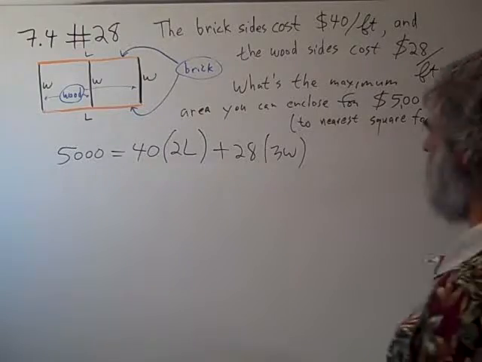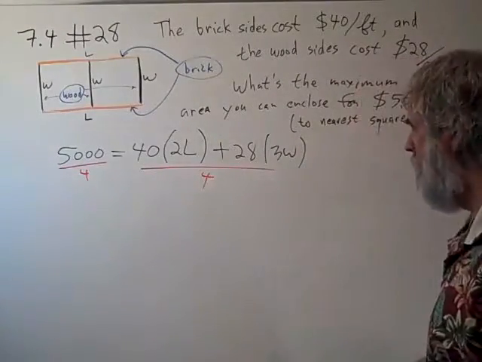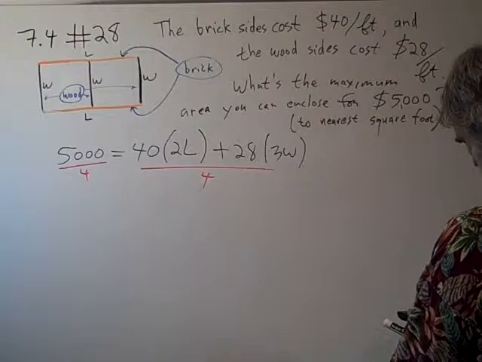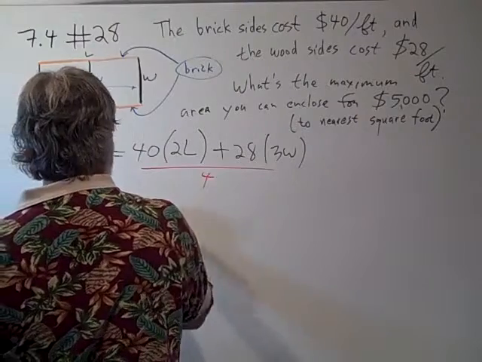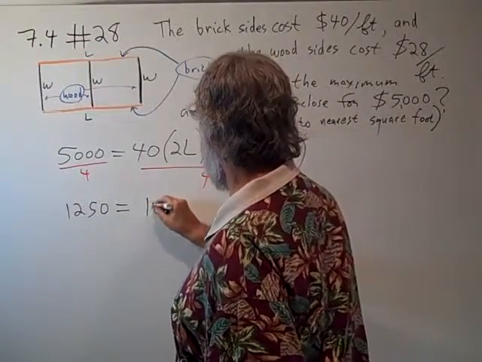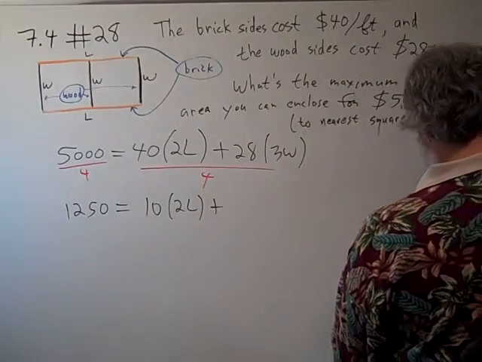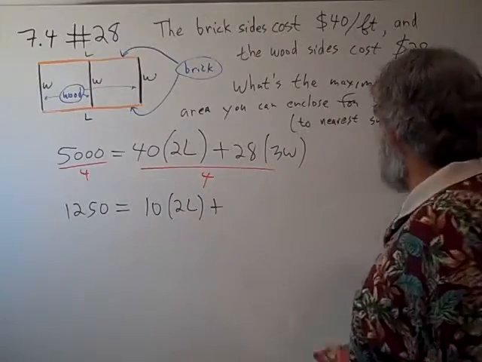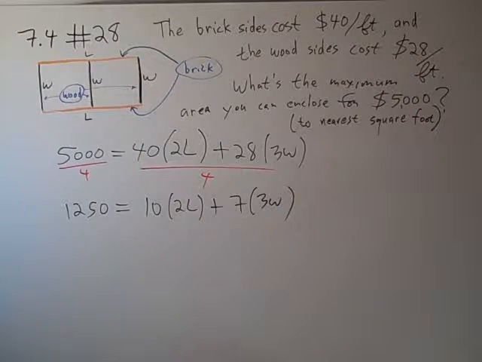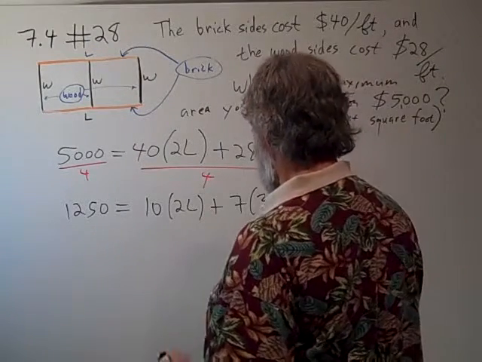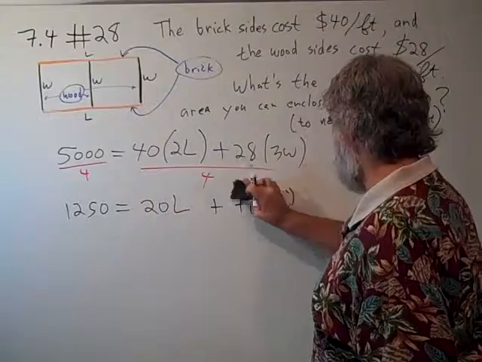And we can simplify it by dividing both sides by 4. Okay, so we end up getting 1,250 is equal to, 4 goes into the 40 10 times, so it's 10 times 2L, plus 4 goes into 28 7 times. So dividing the 4 into each term, we get 20L plus 21W.